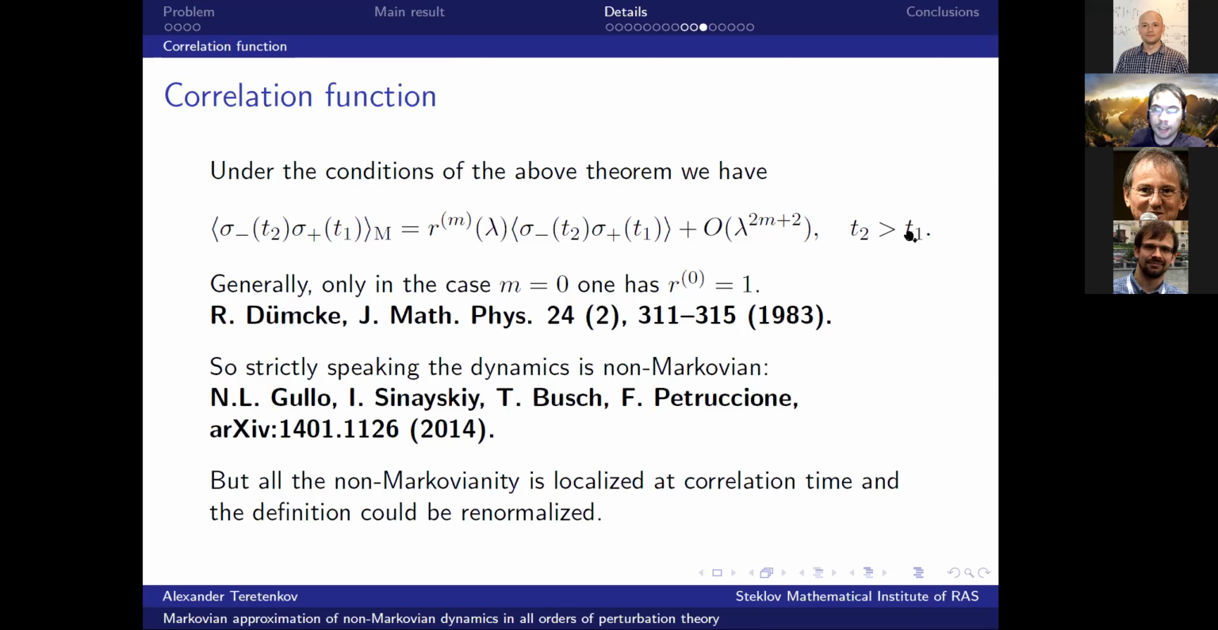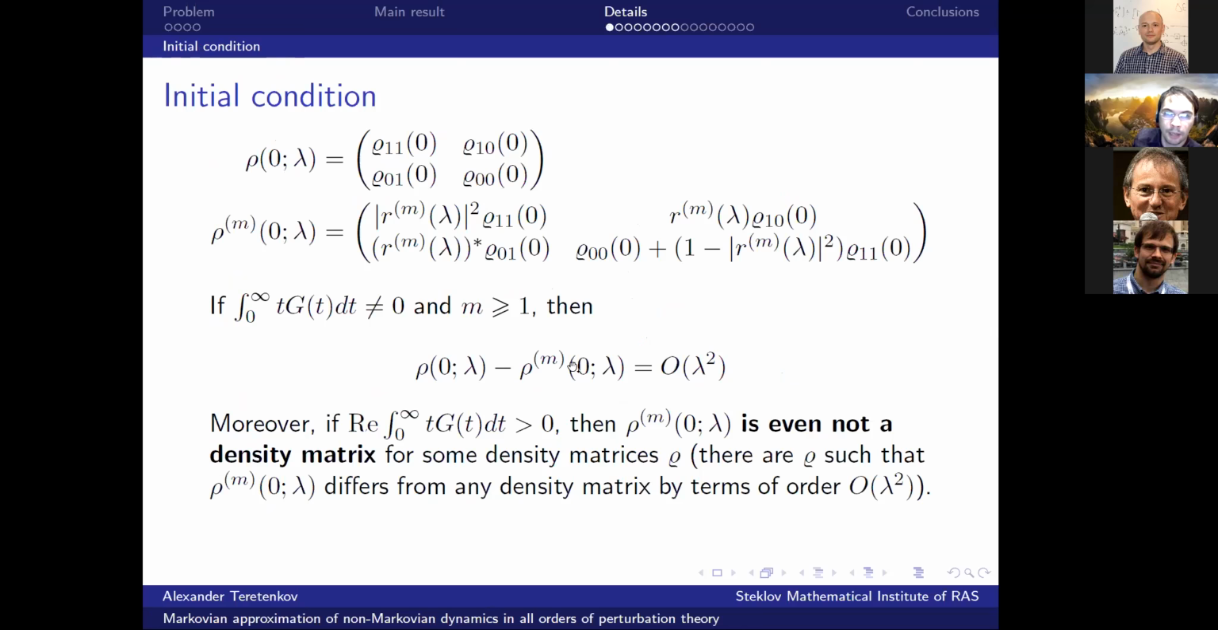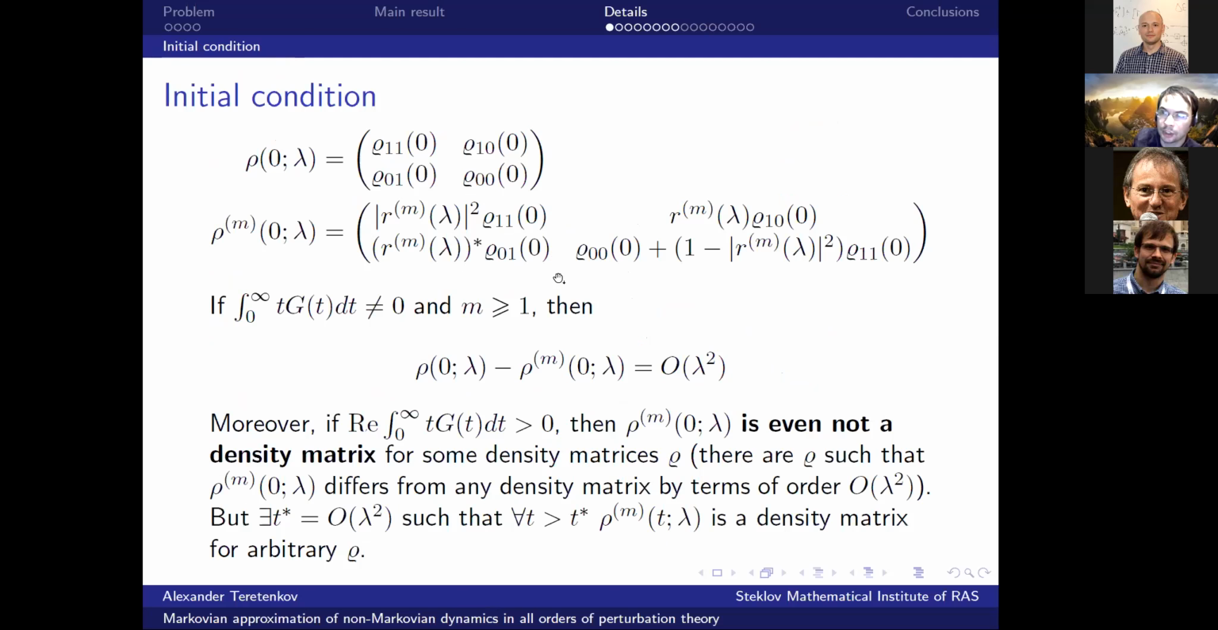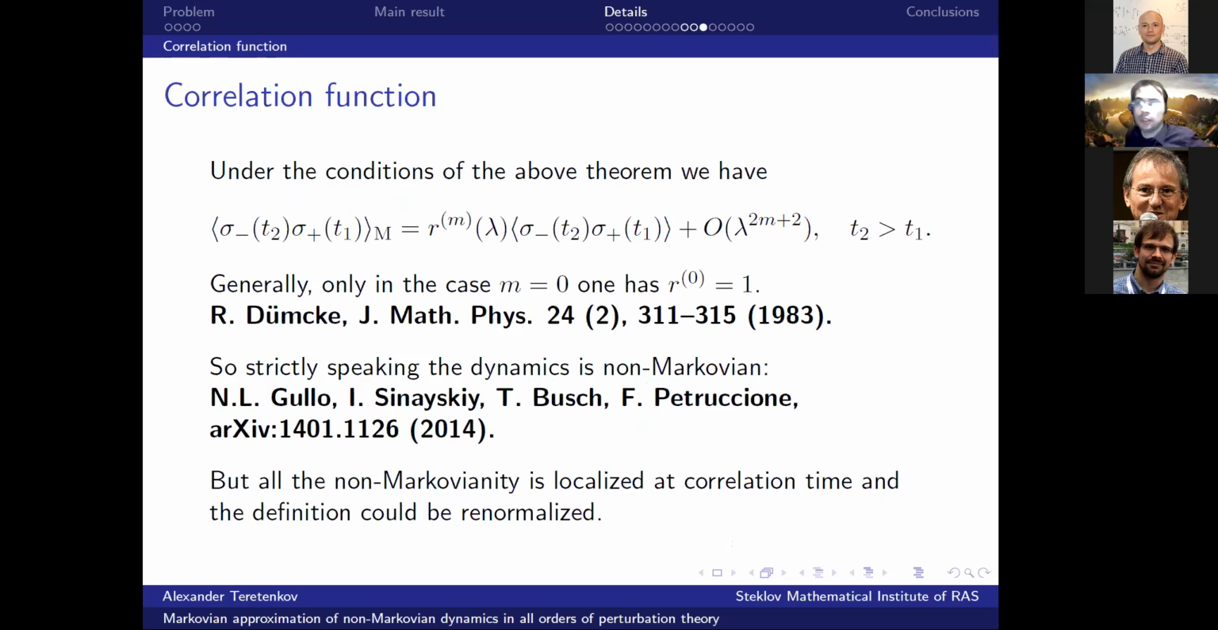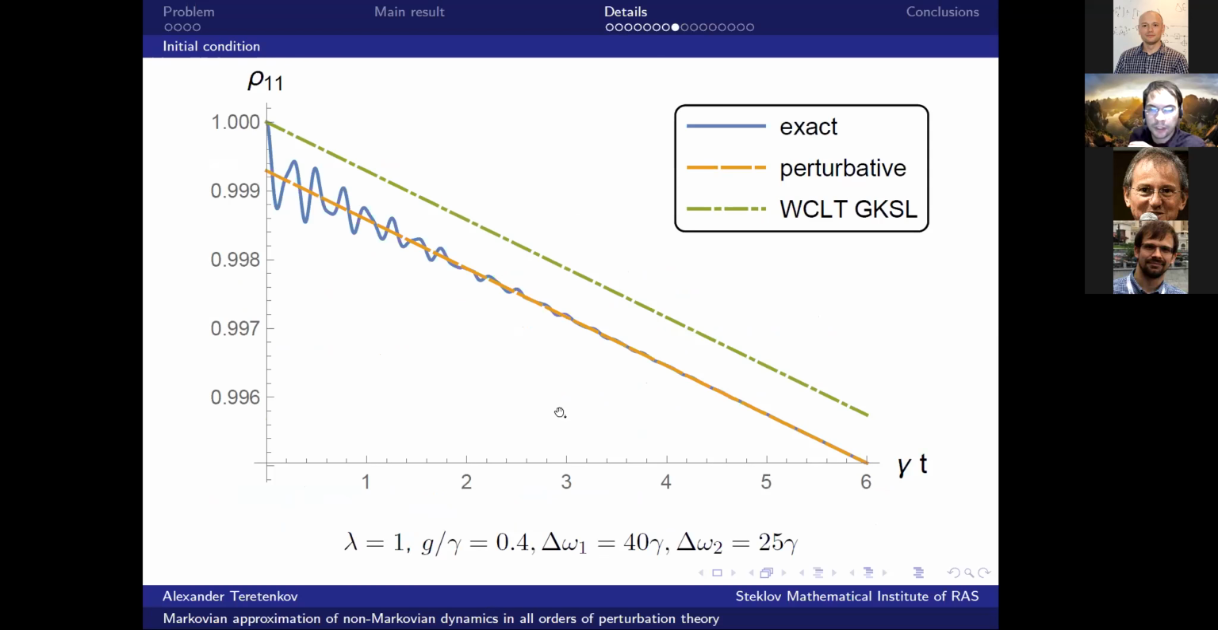But if we do the same perturbation theory, then the only contribution to the difference between the exact correlation function and the Markovian correlation function is exactly this renormalization of the initial conditions. So this Rm is exactly the Rm which I have used in the redefinition of the initial condition. So it is possible to interpret the situation in the following way: yes, in terms of the correlation functions, the dynamics is non-Markovian, but all this non-Markovianity occurs at this very initial time layer of the order of the bath correlation time.